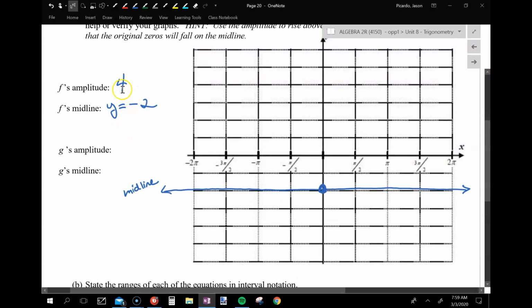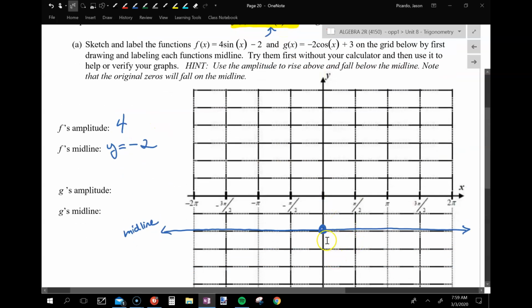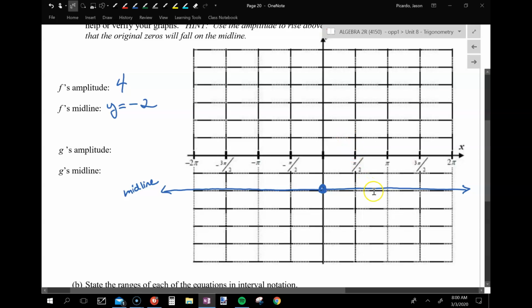Now, what am I going to do? To graph a sine curve, I'm supposed to go what? Up, back, down, back. Agreed? So instead of going up to 1, I'm going to go up how many units? 4 units. So at 90, I'm going to go up 1, 2, 3, 4. Then where am I supposed to go? Then I'm supposed to go back to the midline.